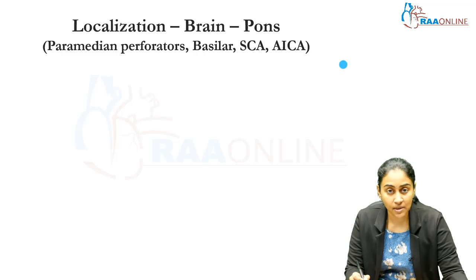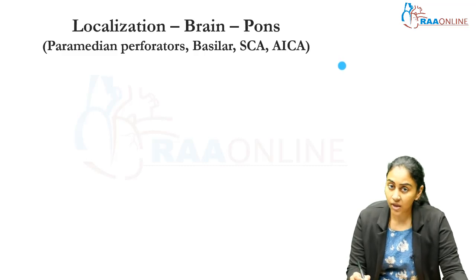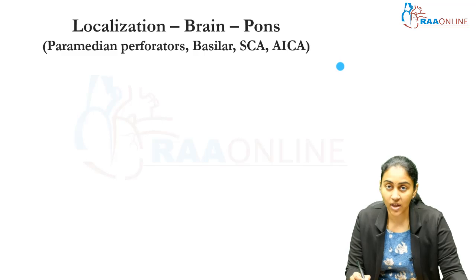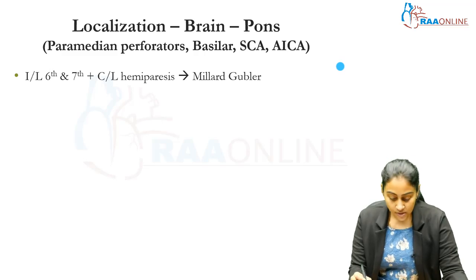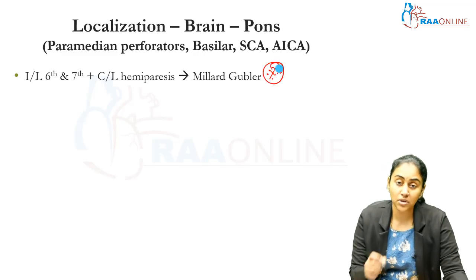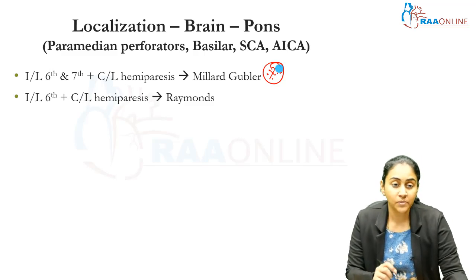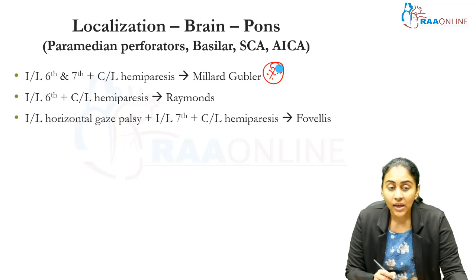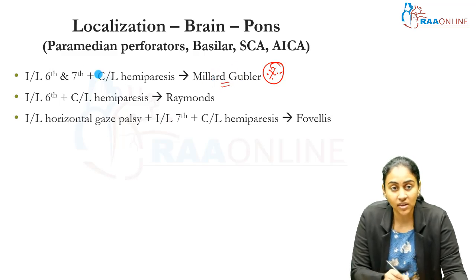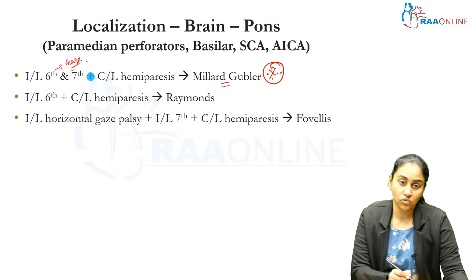Now, pons is basically supplied by the paramedian perforators of the basilar artery, the superior cerebellar artery and the anterior inferior cerebellar artery. Now, ipsilateral 6th and 7th nerve with contralateral hemiparesis is your Millard-Gubler syndrome, a very important pontine stroke syndrome. Ipsilateral 6th nerve palsy with contralateral hemiparesis is your Raymond syndrome. Ipsilateral horizontal gaze palsy with ipsilateral 7th nerve palsy with contralateral hemiparesis, very similar to Millard-Gubler, only instead of 6th you are having gaze palsy, is going to be your Foville's syndrome.